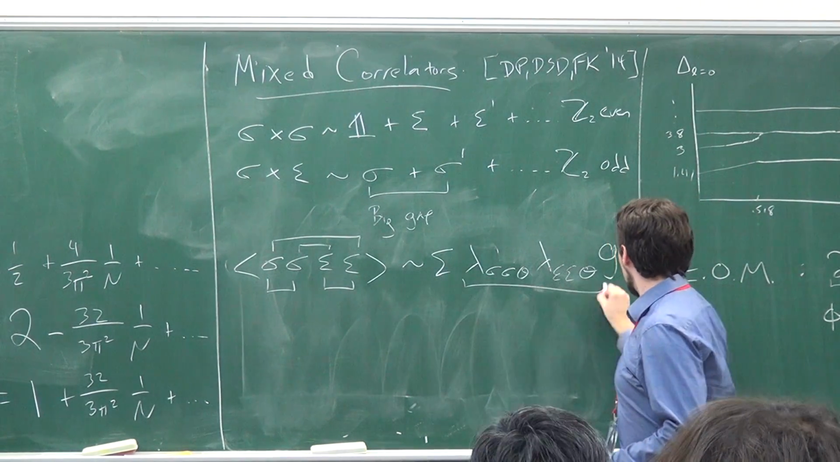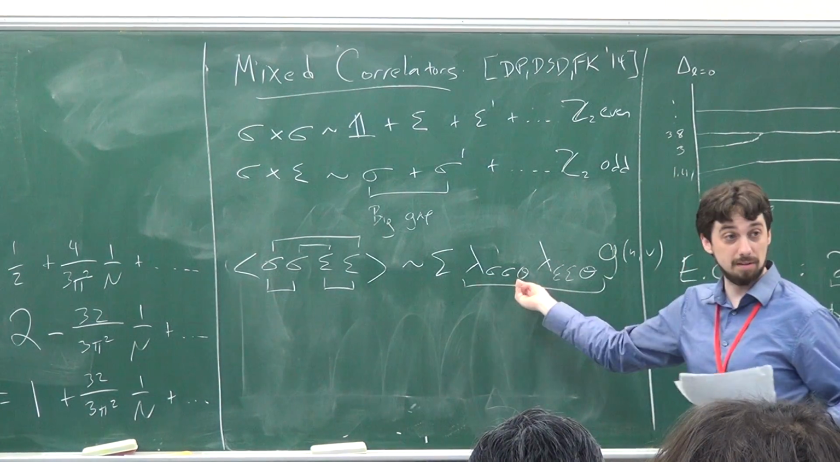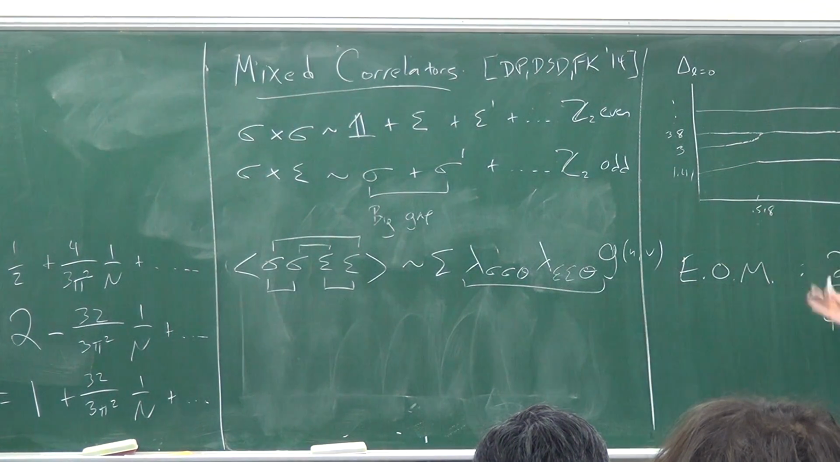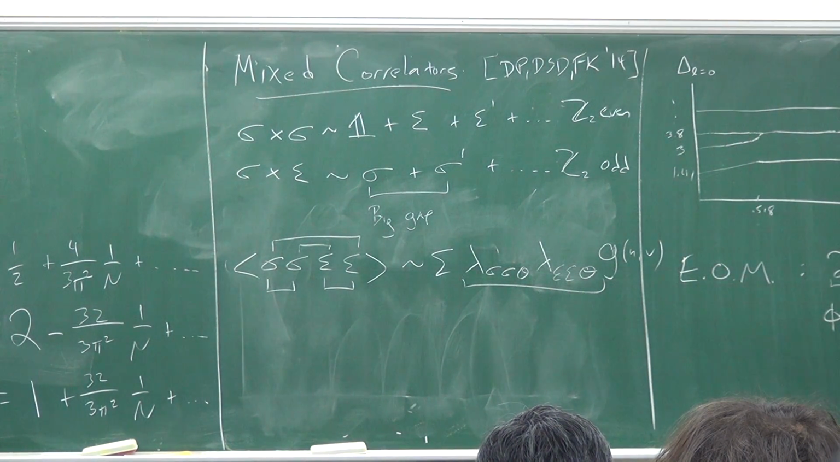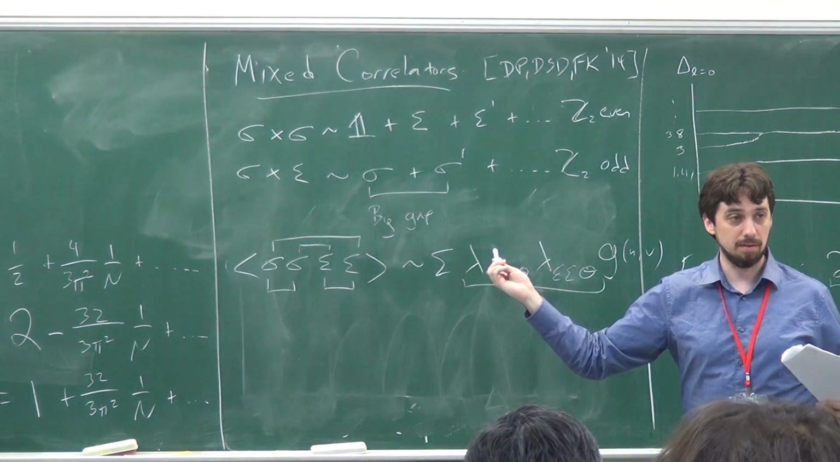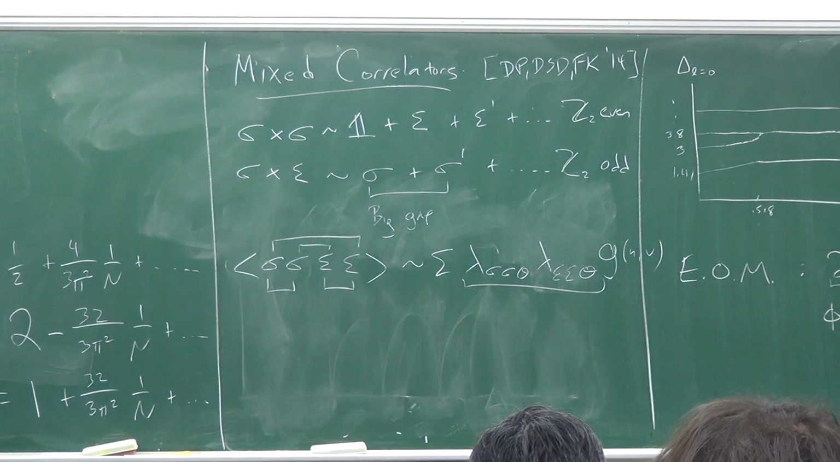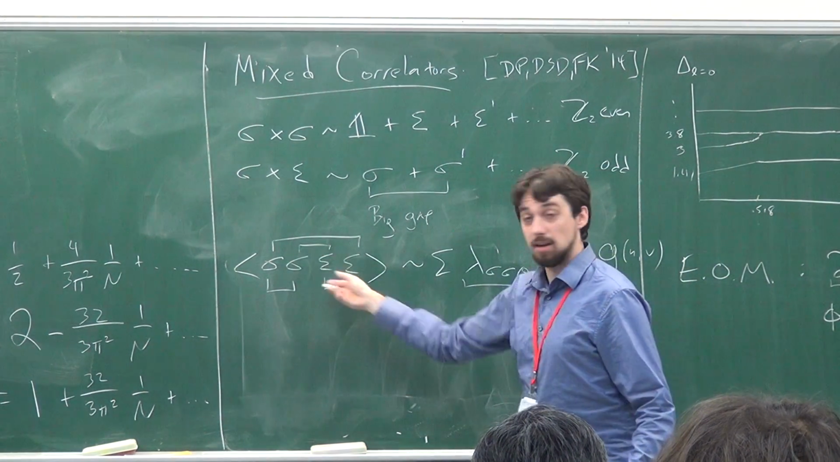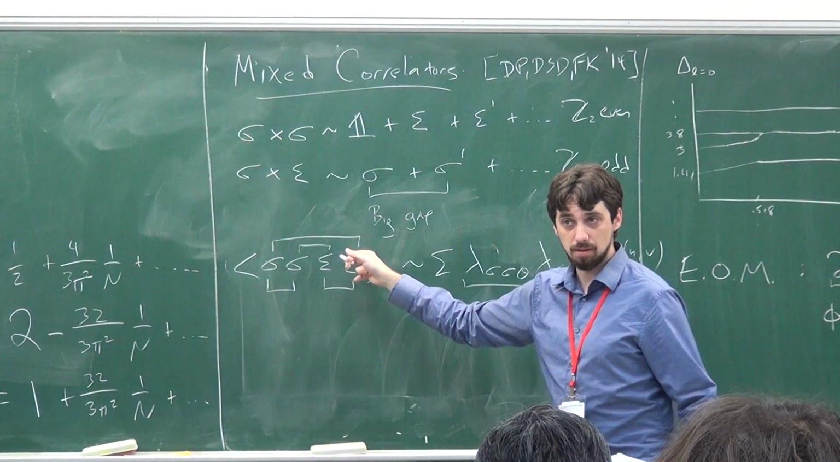But this has no obvious positivity properties. This could either be positive or negative. So we can't repeat this logic that used the fact that the coefficients of these blocks are positive. So that's a difficulty with just analyzing this 4-point function.